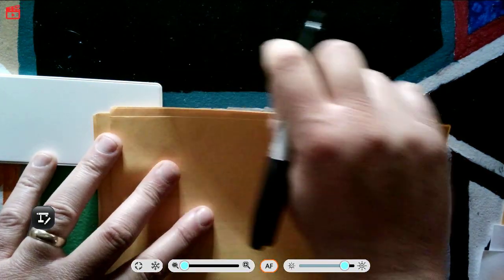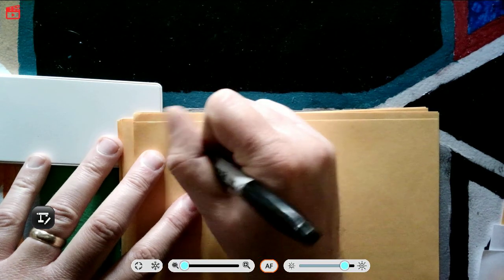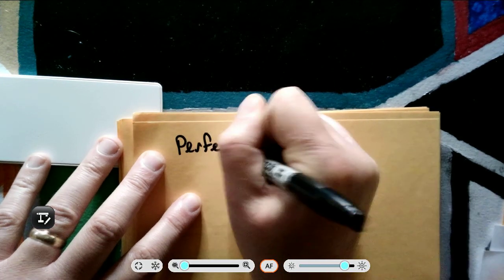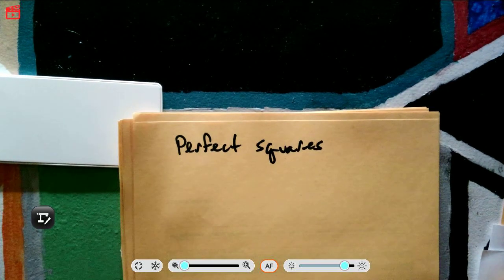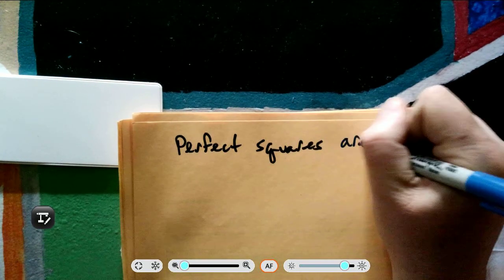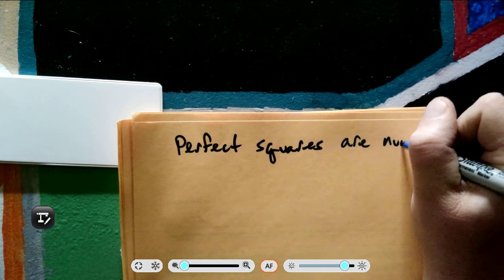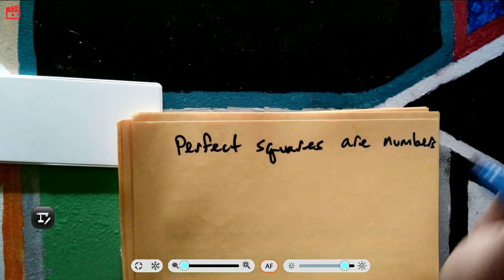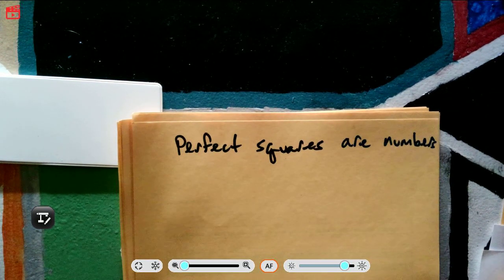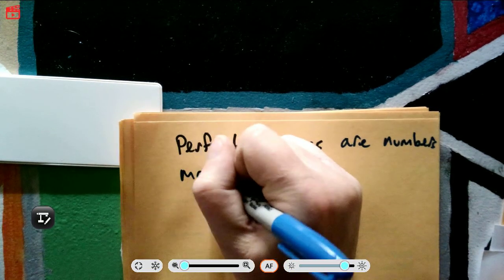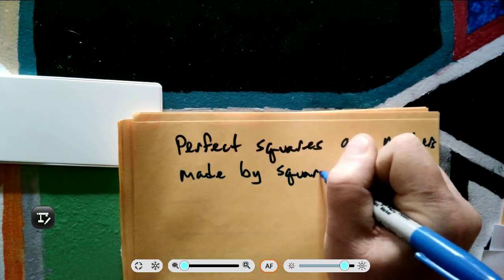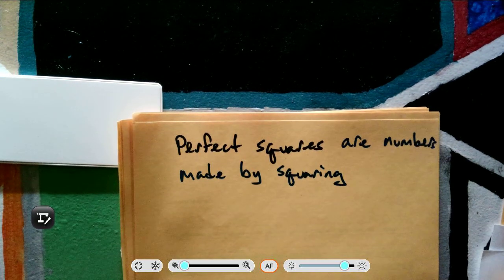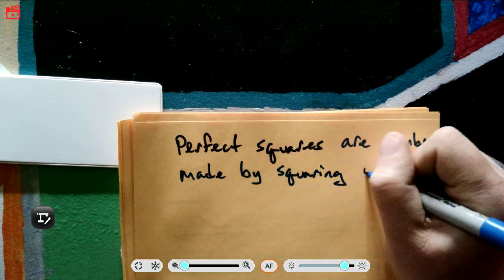And perfect squares are numbers made by squaring whole numbers.